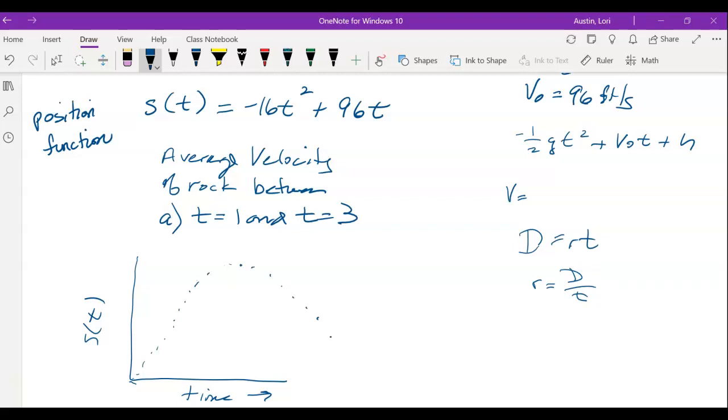All right. So we need to figure out, hey, what was the average velocity between time 1 and time 3? Well, how are we going to do that? Well, what do we need to know? What's the position at time 1?